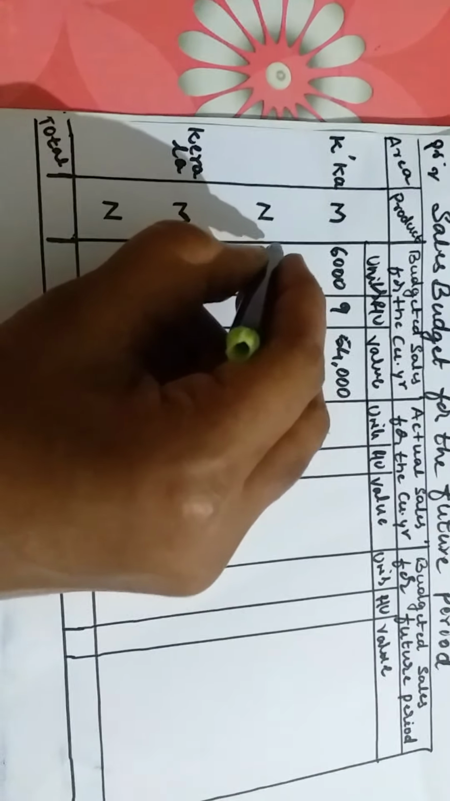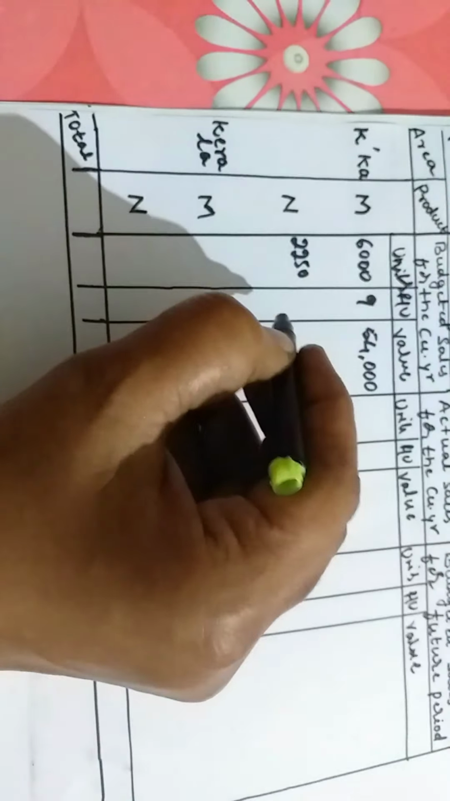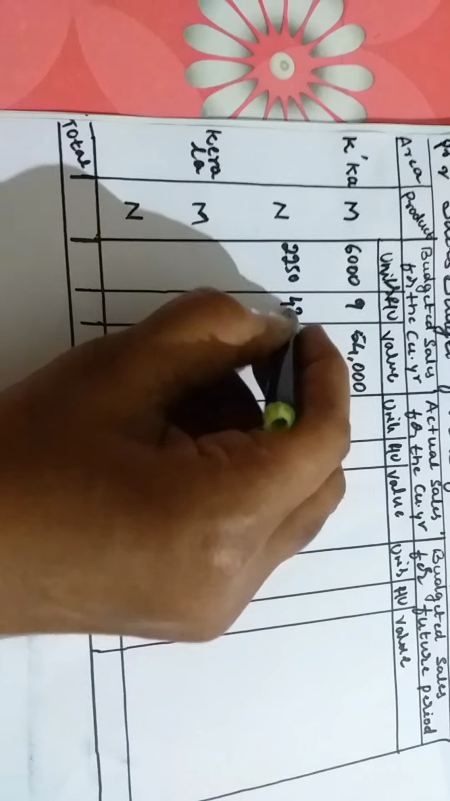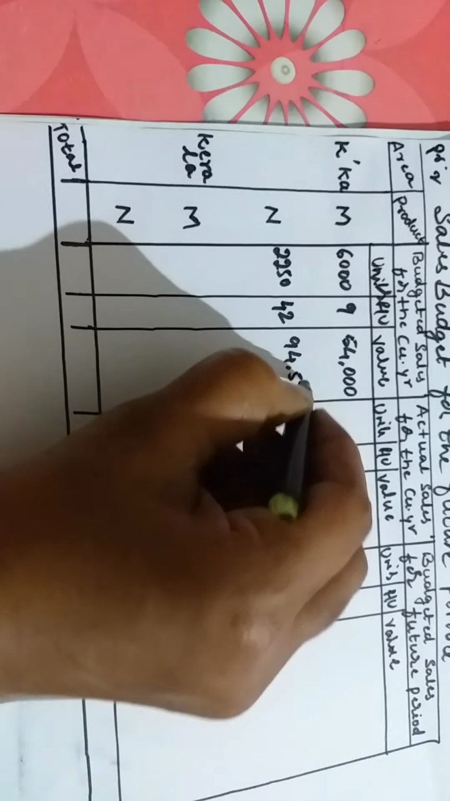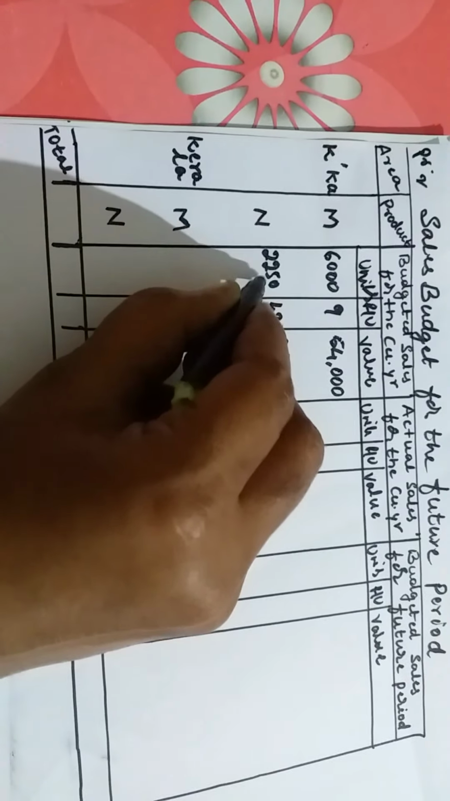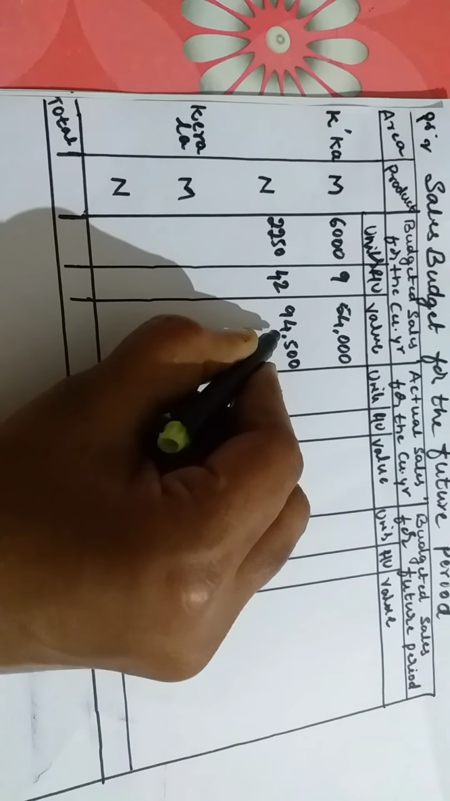And product N, 2250 is the budgeted sales for the period as it is given in the problem. 2250 at the rate of rupees 42 is given, and the value comes to 94,500. 2250 multiplied by 42 rupees comes to 94,500.